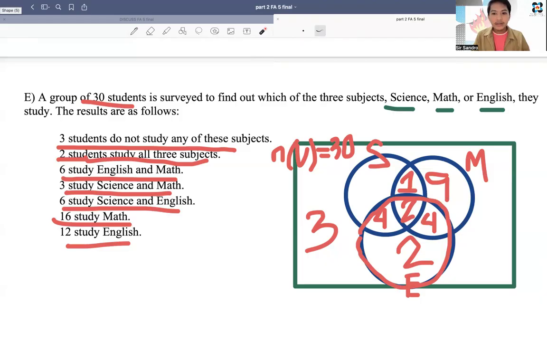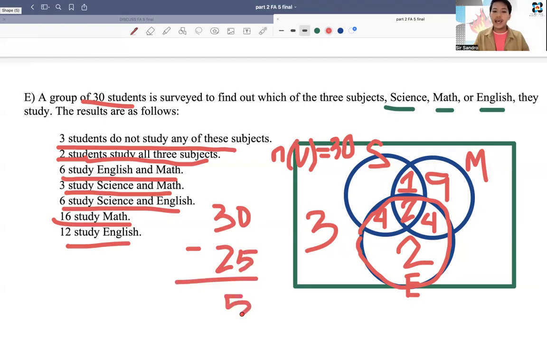We have 9 plus 1, that's 10. 4 plus 4, 8 plus 2, 10. So this is already 20. And then we have 2 and then 3. 2 plus 3, 5. So we have 25 altogether. So we have 30. This is the cardinality of the universal set. Minus 25. The 25 includes those who don't study the 3 subjects. So it means 5 is what's left. So this 5 is the science only. Did you understand? You get the logic of this?